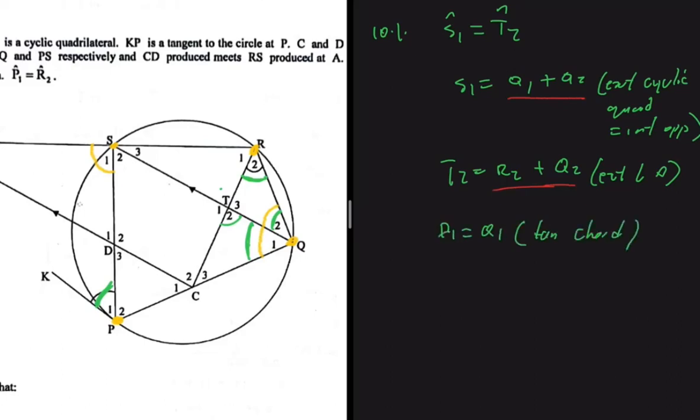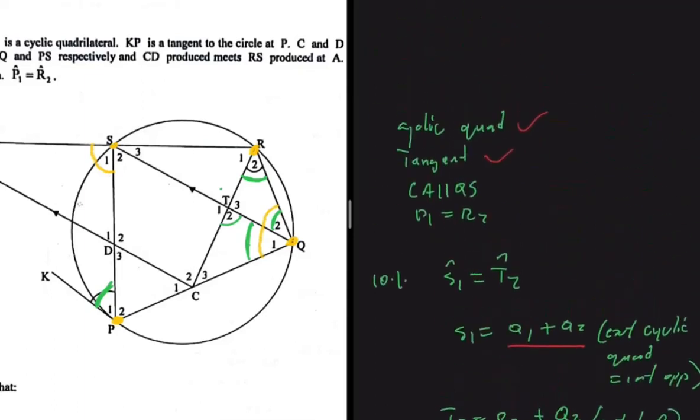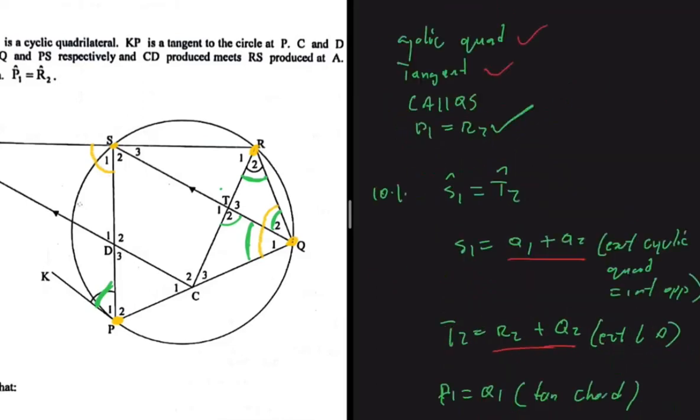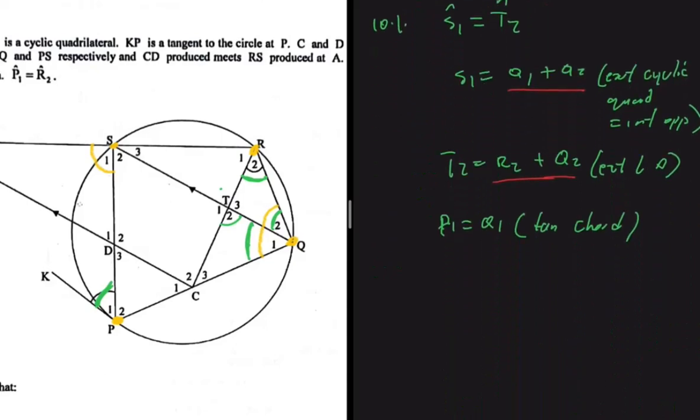So from here, what can we say? Let's look at the keywords again. We have parallel lines. They won't give us much, but if you see here, we are told that P1 is equals to R2, right? P1 is equals to Q1, but then on the statement itself, we are told that P1 is equals to R2.